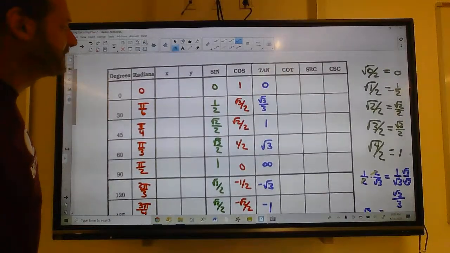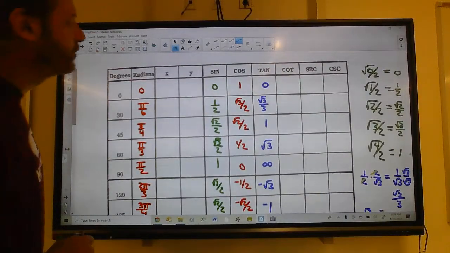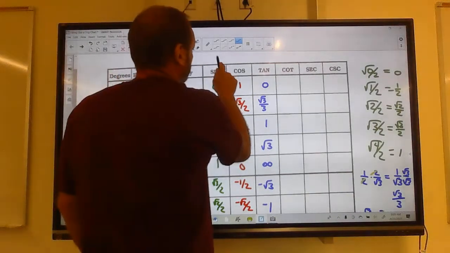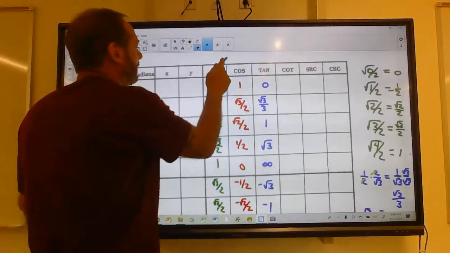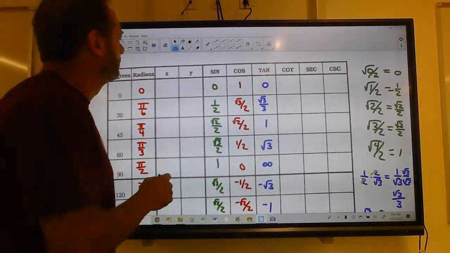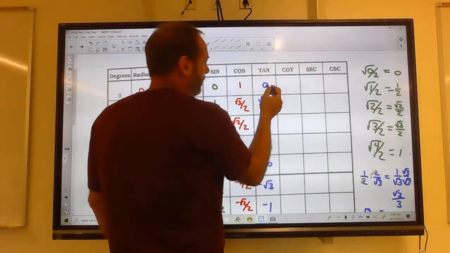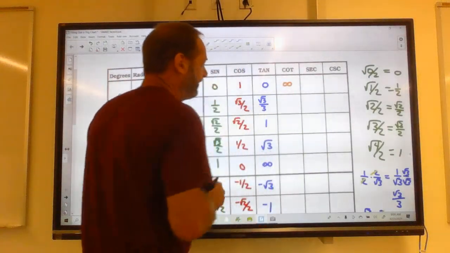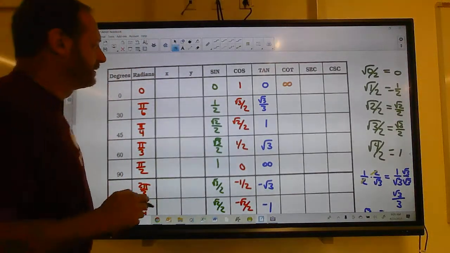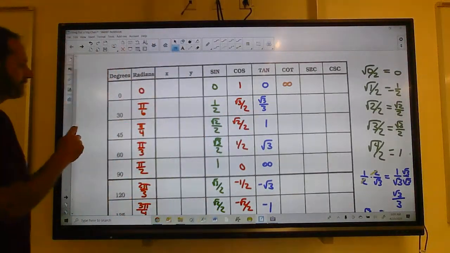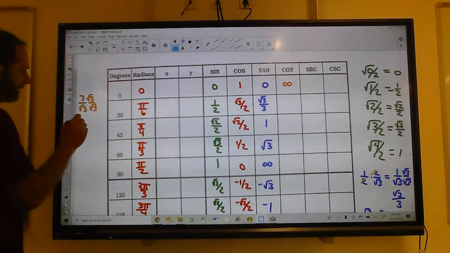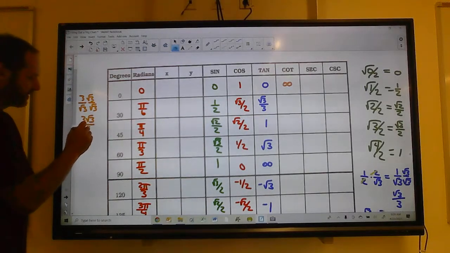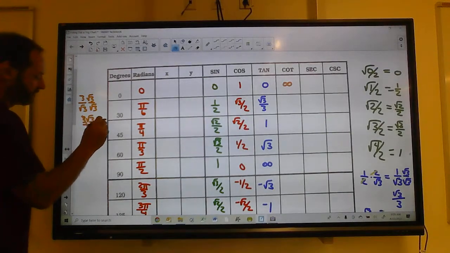Okay, then we scroll back up here to the top again. Now, next column, cotangent is the reciprocal of tangent, right? So 1 over 0 is going to be undefined. Okay, this one I've got to flip it over. So 3 over the square root of 3, I need to rationalize that. So I multiply by square root of 3 over square root of 3. That's 3 square root of 3 over 3, which the 3's cancel out, and I just get square root of 3.